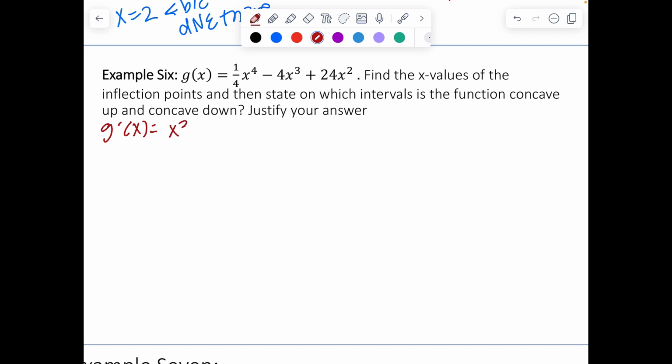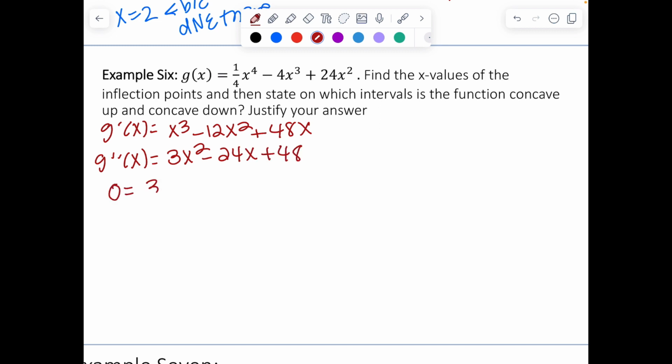So the derivative will be x cubed minus 12x squared plus 48x. So that's the original, or sorry, that's the derivative. The second derivative will be 3x squared minus 24x plus 48. I'm going to set this equal to 0. To factor, they have a greatest common factor of 3, which helps us out a lot. So this will be x squared minus 8x plus 16.